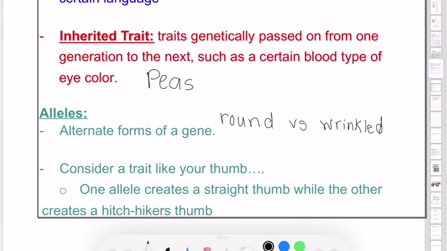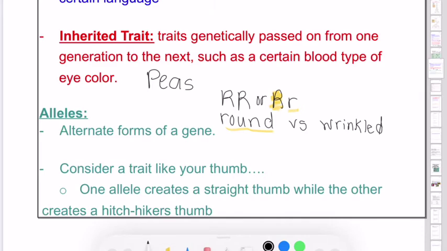So for round, you can pick any letter really, and the letter I'm going to choose is R. A big R signifies that it's dominant. So for round seeds, they could be big R, big R, or they could be big R, little r. And why they could be big R, little r is because this big R right here will mask this little r. So even though on its gene level it'll look like big R, little r, what we'll see with our eyes is round.